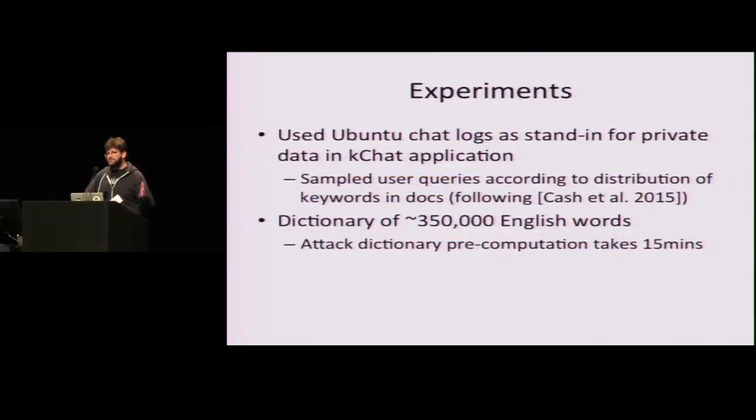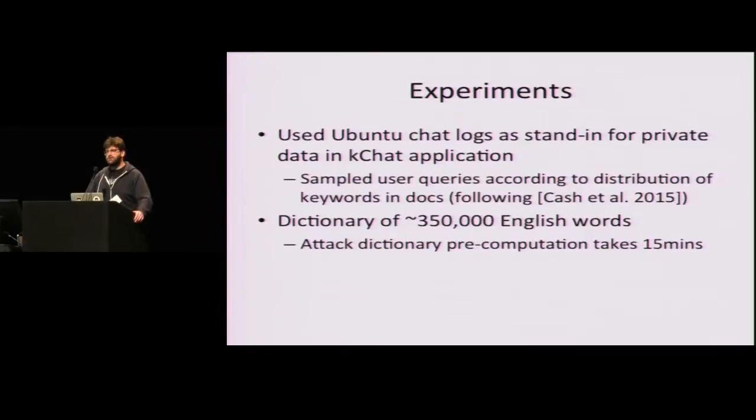To test this, we did experiments using the Ubuntu chat log corpus as a stand-in for chat log data. And to sample user queries, we sampled according to the distribution of keywords. This followed prior work, and we did this because there really isn't good research yet on realistic user query distributions. But this is an artificial synthetic query distribution. So an open question is really characterizing real user query distributions like those that would occur in practical applications.